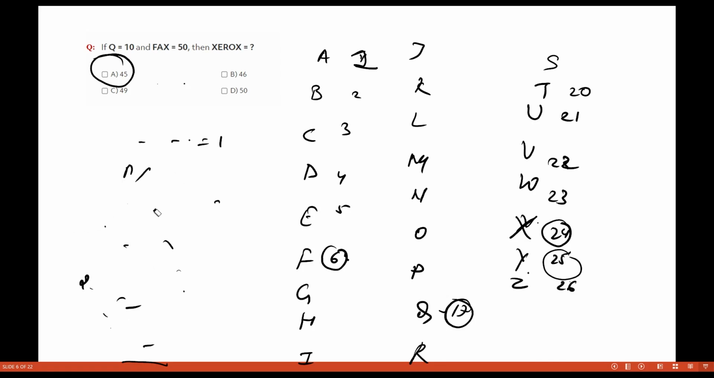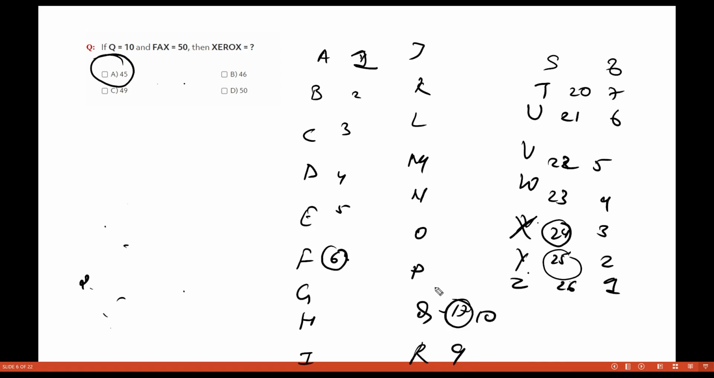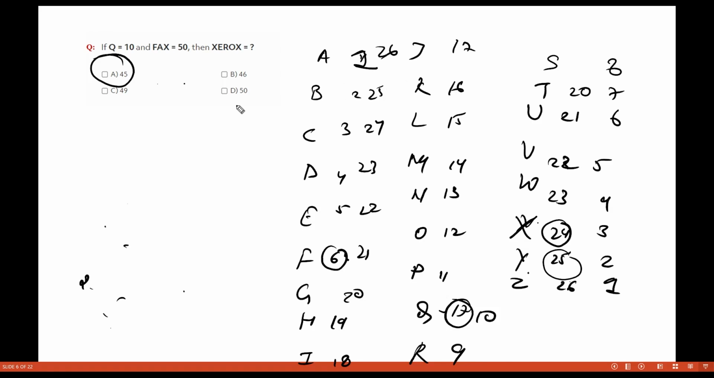So what is the logic here? Let us understand. We'll number this in reverse. Start from Z: 1, 2, 3, 4, 5, 6, 7, 8, 9, 10, 11, 12, 13, 14, 15, 16, 17, 18, 19, 20, 21, 22, 23, 24, 25, 26. Now Q is equal to 10 when we are reversing the order.